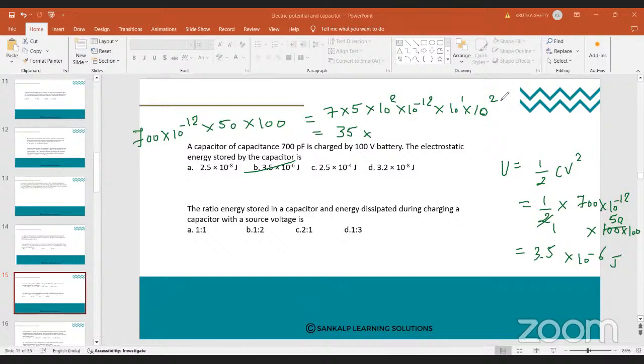If you see the powers, 10 raised to 2, 10 raised to 1, 10 raised to 2: 2 plus 1 is 3, 3 plus 2 is 5. 10 raised to minus 12 plus 5 is 10 raised to minus 7. If I shift the decimal point, it becomes 10 raised to minus 6. Is it clear? So we will get 3.5 into 10 to the power of minus 6.